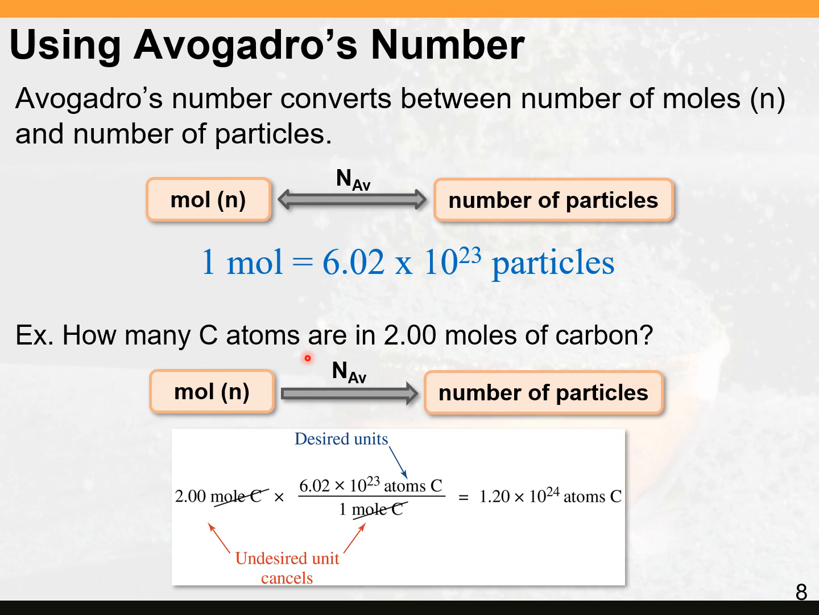In this calculation, we start with the 2 moles of carbon. Thus, the unit mole is in the denominator of the conversion factor, and atoms is in the numerator. The values come from the unit equation. 1 mole is equal to 6.02 times 10 to the 23 particles. The mole units cancel, and the answer is calculated in the desired unit of atoms.